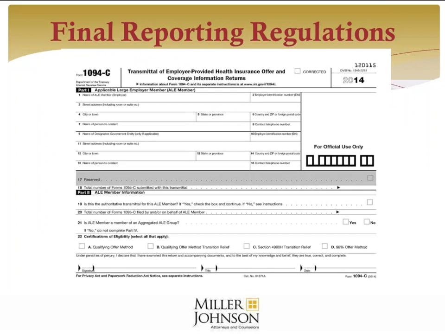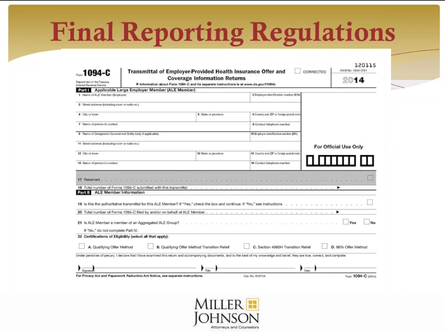Here is a picture of page 1 of the 1094C, and we're going to walk through this part by part. As you can see, Part 1, we won't spend much time on that because that is just identifying information about your employer entity. Boxes 9 through 16 only apply to governmental entities. I don't believe I have any governmental entities on the line, but if so, we can certainly talk about this individually, but I'm not going to spend any time on that.